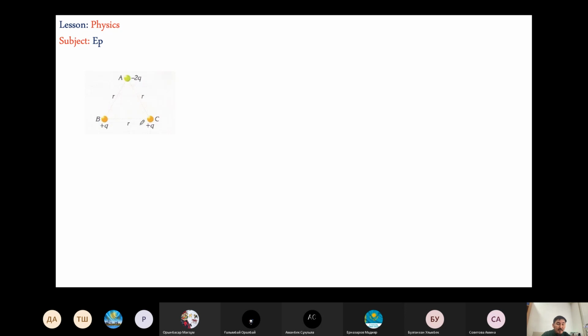Now, suppose that I have the triangle here with the side of R. It's called an isosceles triangle. Бүкіл нелері бірдей. And the charge, as you see here, I have plus Q, and minus 2Q. Осындай бір триангылдарым бар.